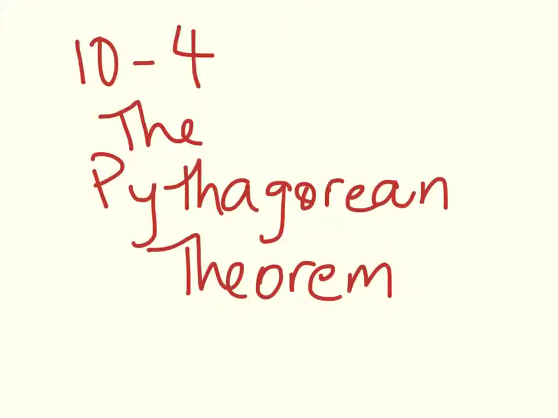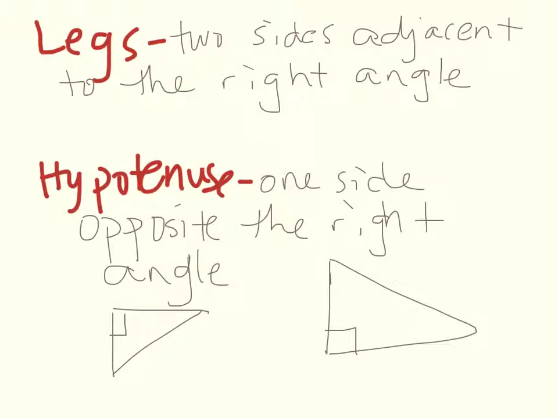Chapter 10, Lesson 4 on the Pythagorean Theorem. Okay, so the Pythagorean Theorem is based on a theory that has to do with right triangles, only right triangles. The first thing we need to know is the parts of a right triangle.